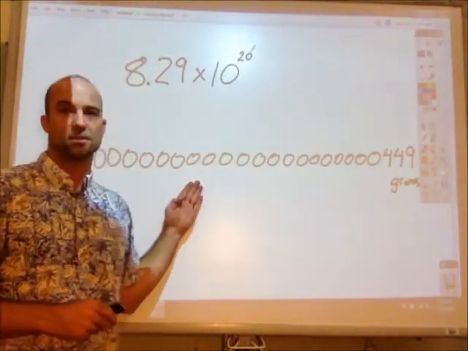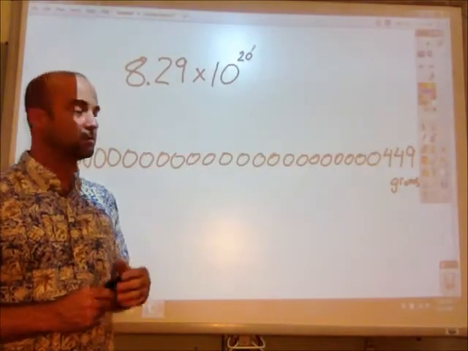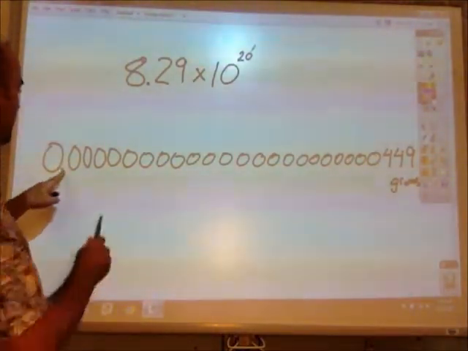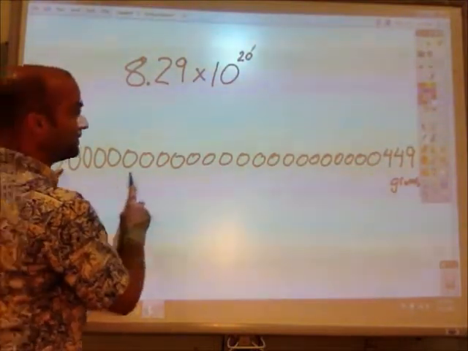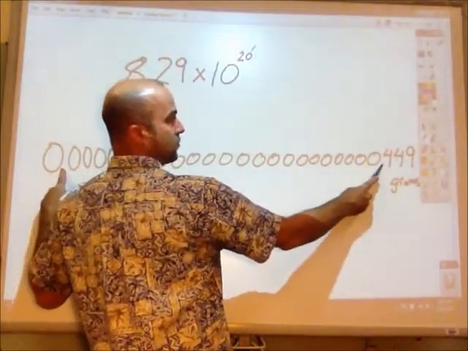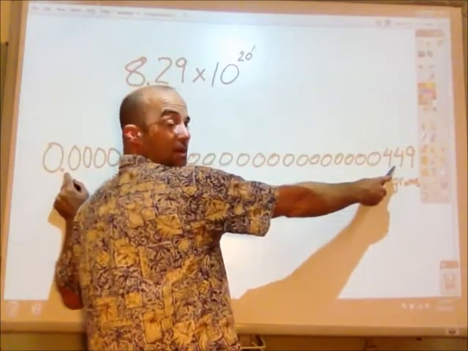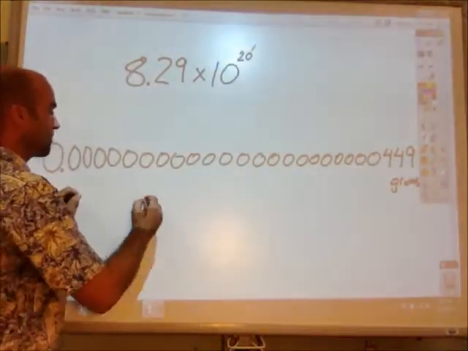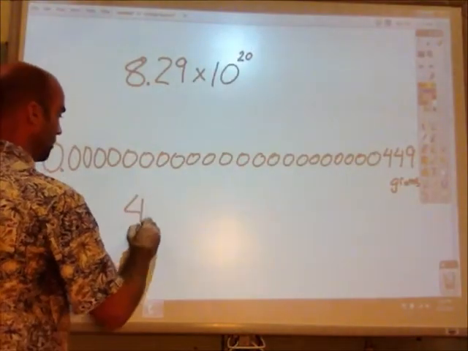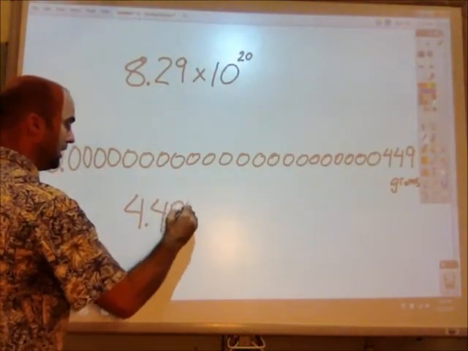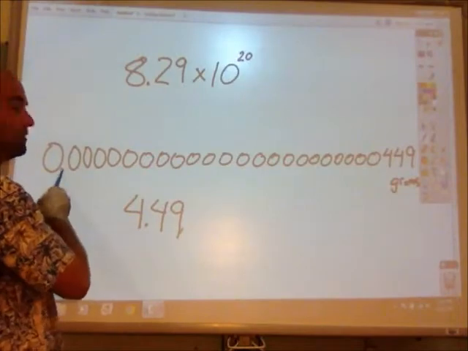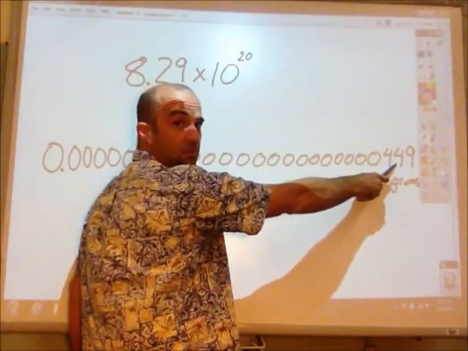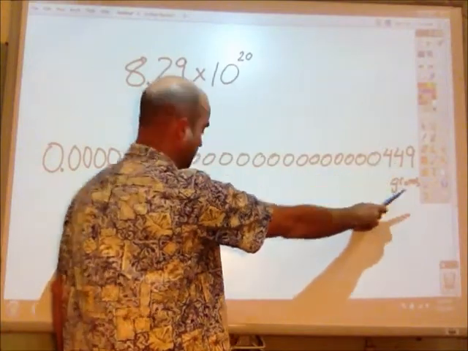Now, consider this number. This is the mass of one atom of aluminum, and we said that we had 22 zeros to get to here, 23 places to get behind the first non-zero. So, 4.49 brings this decimal 23 places over behind the first non-zero.